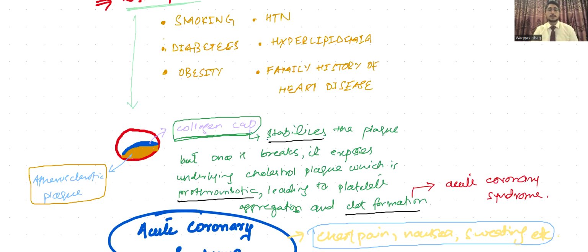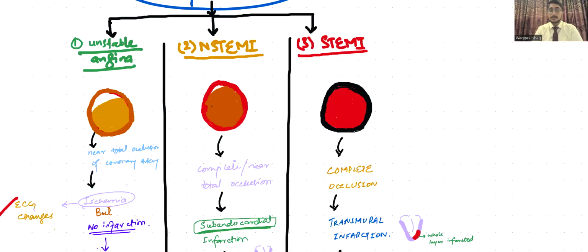There are different kinds of occlusion that we get, and there are types based on the severity of occlusion. If there is complete occlusion, we have STEMI, ST segment elevation. If a little bit of lumen is left, like 5% of the lumen still functioning, that's NSTEMI. And if a slightly greater percentage of lumen is still functioning, that's unstable angina. This is important to keep in mind, because the degree of occlusion is going to explain why these are different.